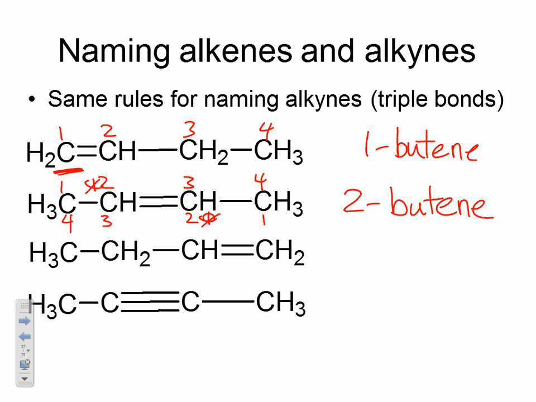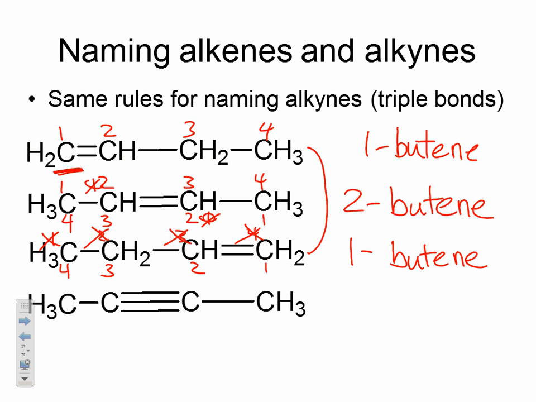This next compound also contains 4 carbons, so the prefix is but-. It also contains a double bond, so the suffix is -ene. Numbering this, I have 2 options. I could go left to right, 1, 2, 3, 4, or I could do right to left, 1, 2, 3, 4. And notice when I go right to left, that is the way that's going to work. I'm not going to keep this one. I'm going to use right to left because it has my double bond starting on the lowest possible carbon. These 2 compounds are actually the exact same compound. They absolutely are.